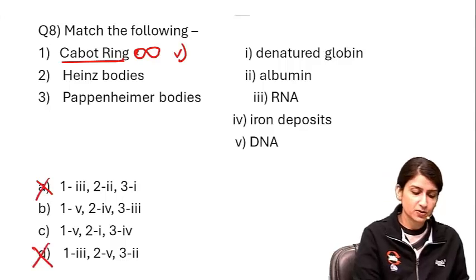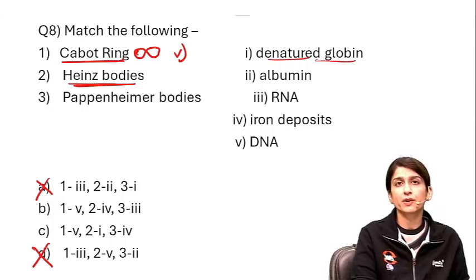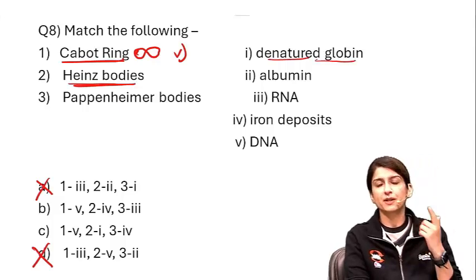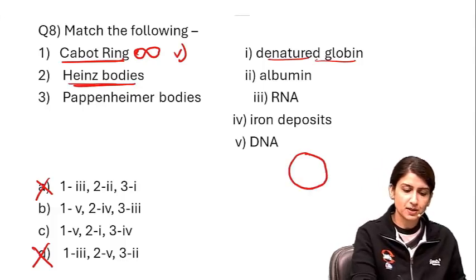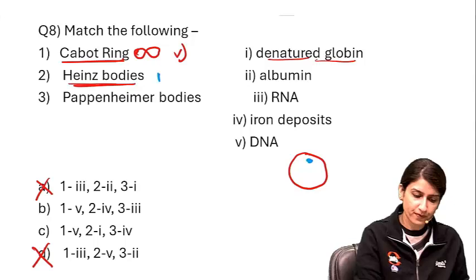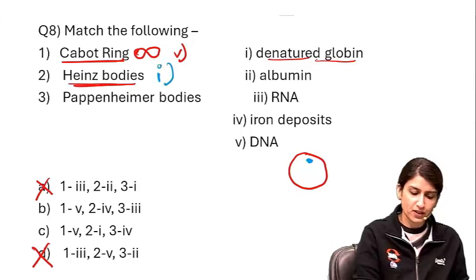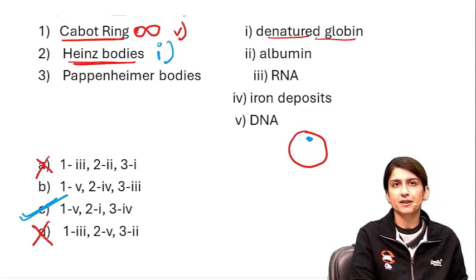Next. Heinz bodies. What are Heinz bodies? They are nothing but a denatured globin. Denatured globin gets precipitated in the RBC. अगर इस तरह से RBC है तो globin जो है वो precipitate हो जाता है RBC में, and this is what you call as Heinz body. So this is your 2 का 1. So here my correct answer is option C here. ठीक है, इतने से हो गया, but still let me complete it.